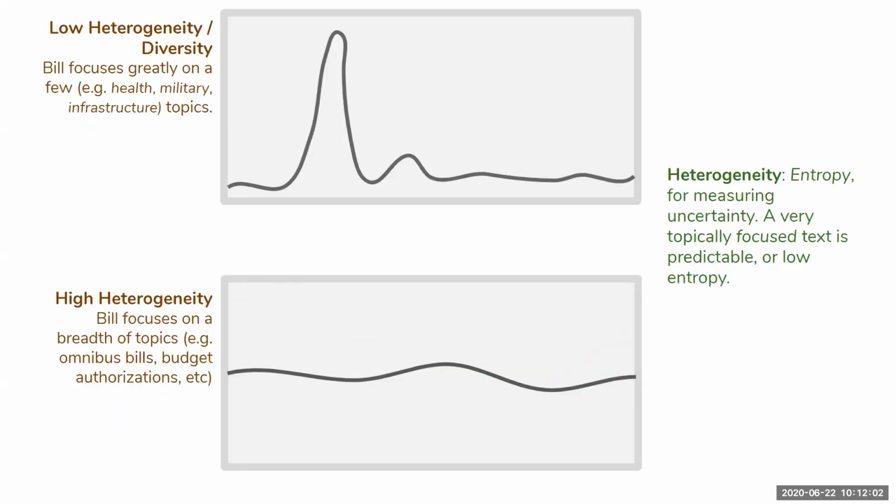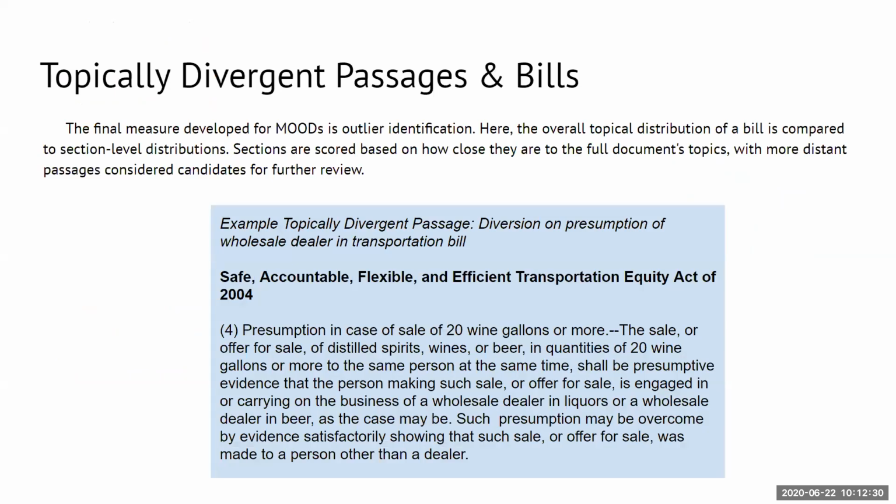For heterogeneity or diversity, we're essentially looking at how focused a bill is on a few topics, which would be low diversity, or on many topics, which would be high heterogeneity. Essentially, you can think of this through the question of, if I chose a random passage from this bill, can I predict what topic it's going to be about, or can it be about a whole slew of things?